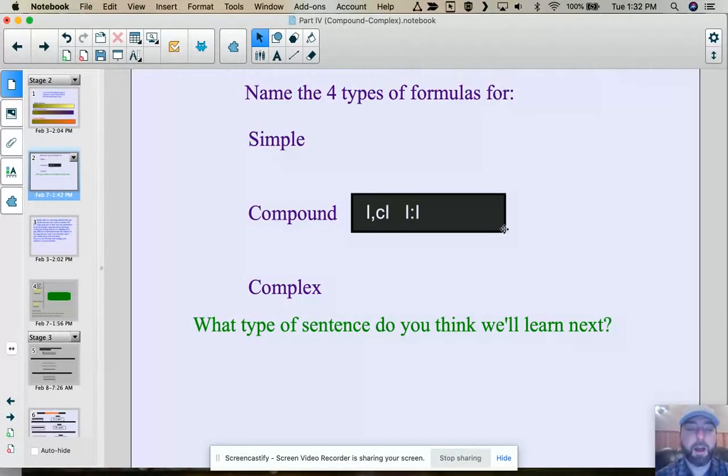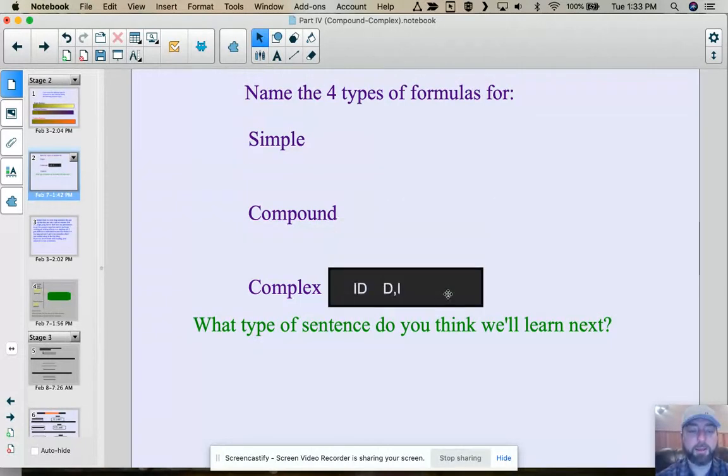Compound is I, comma, CI, so the independent clause, comma, coordinating conjunction, so fanboys, and then another independent clause, or I, semicolon, I. That's a misspelling or a typo on the slide. It should be a semicolon, not a colon, sorry. My apologies.